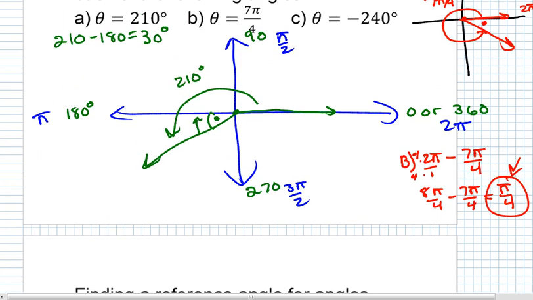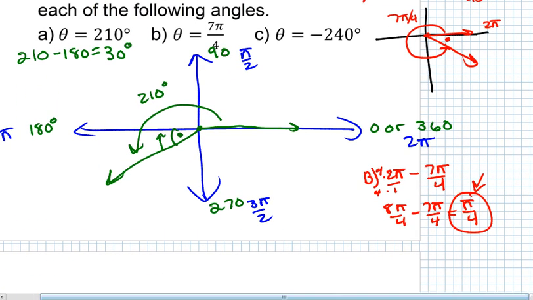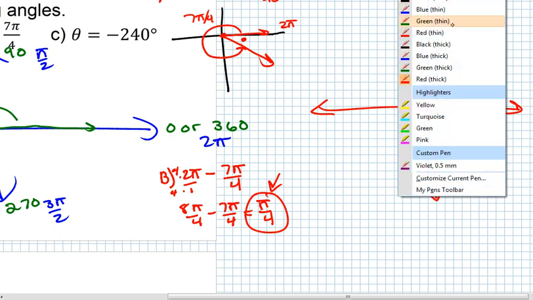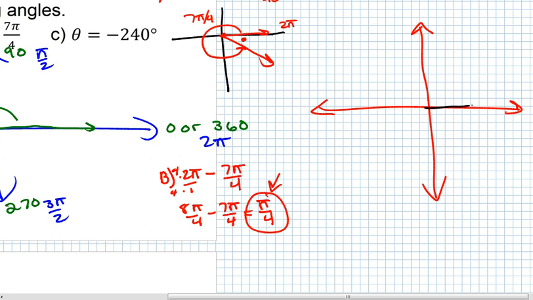For negative 240 degrees, let's move over here. So if we want to find the reference angle for negative 240 degrees, remember, negative, you're here, but then you go this way. So 90, 180, 240 would end up here. And remember, this is negative 240 degrees. The reference angle is between the terminal side and the x-axis, so it's this space here.